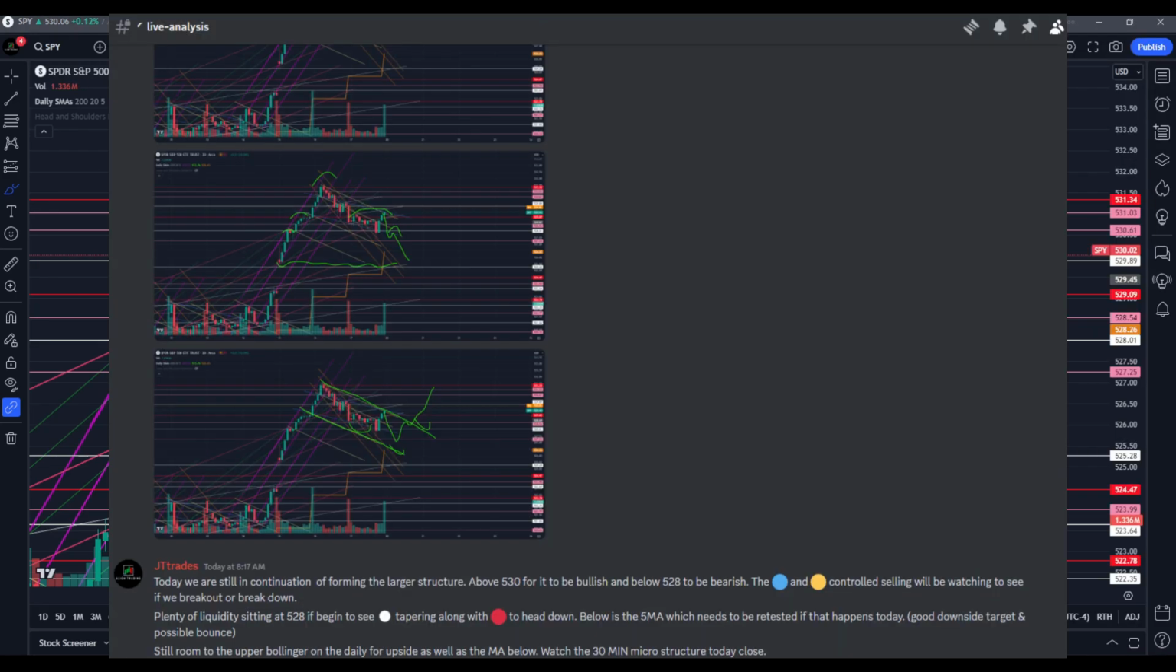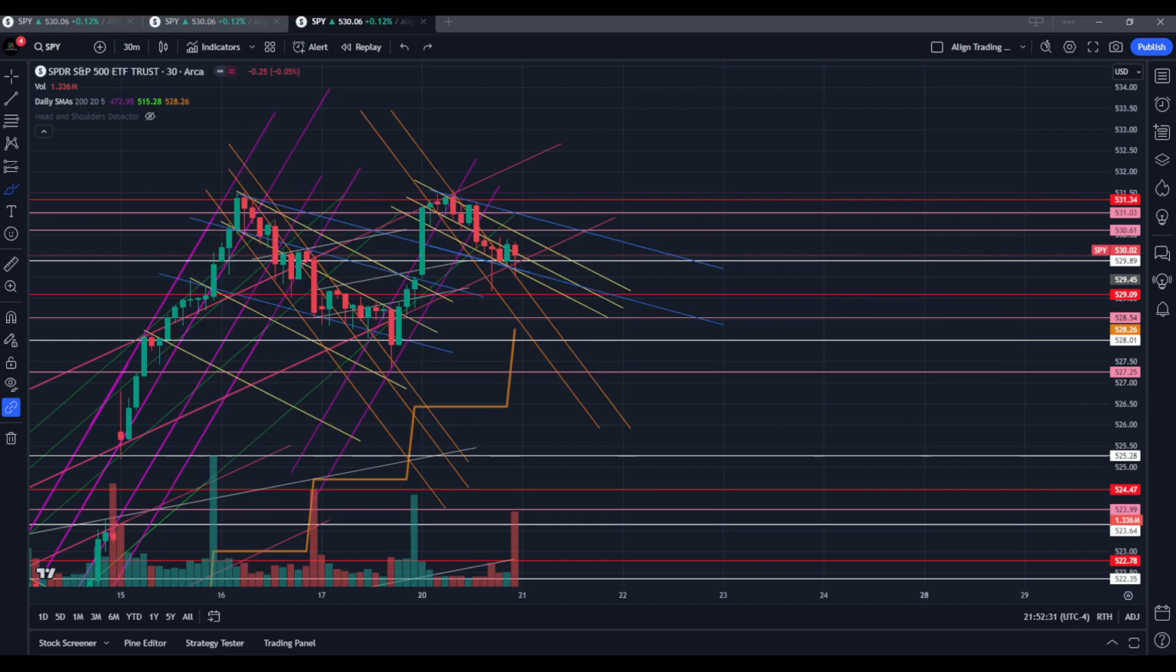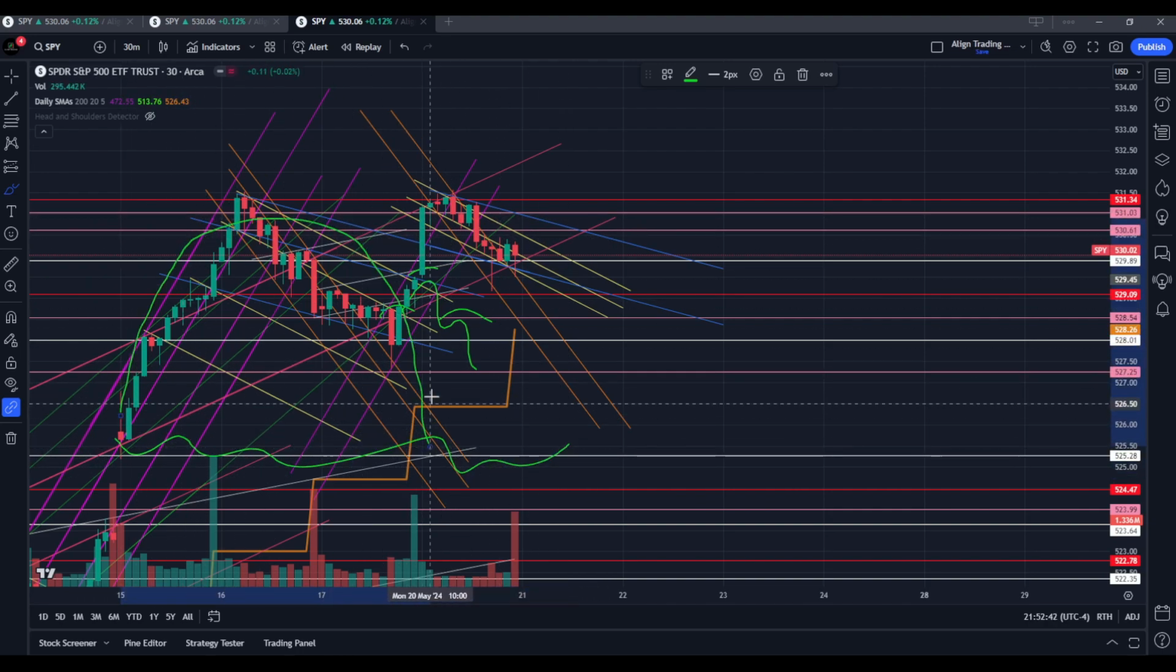I also explained that above 530 we were going to be looking more bullish, and then below 528 to be having a bearish mindset. So to get below 528, we could have seen something like this, forming an inverse cup, dumping, and either forming this inverse cup to this level or this moving average that we had right here, and then seeing a bounce like that.